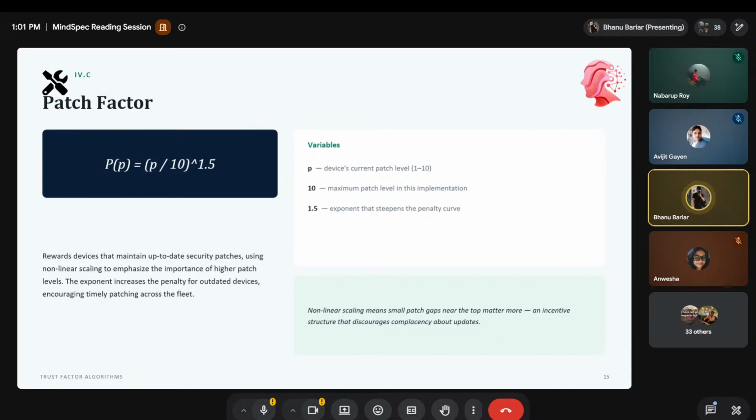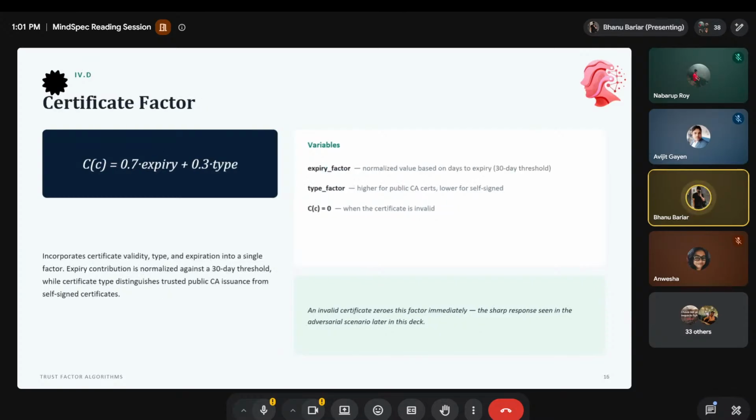While software updates protect against vulnerabilities, zero trust must also verify the identity of devices. That brings us to the certificate factor. Digital certificates play a fundamental role in establishing trust between communicating devices. A certificate verifies that a device is genuinely who it claims to be. However, not all certificates provide the same level of assurance. The proposed certificate factor combines three important considerations: certificate validity, certificate expiration, and certificate type.